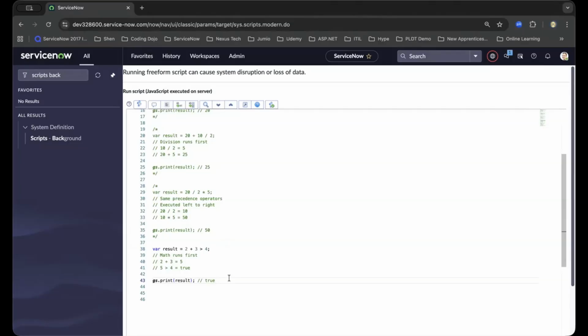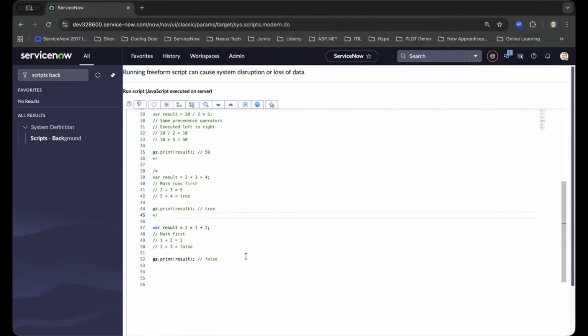until it becomes second nature to you, that you remember by instinct and also through experience. Now, this next example confuses a lot of beginners, and it tricks a lot of beginners all the time. On line 47, humans read from left to right, but JavaScript does not, because JavaScript finishes the math first before the comparison.